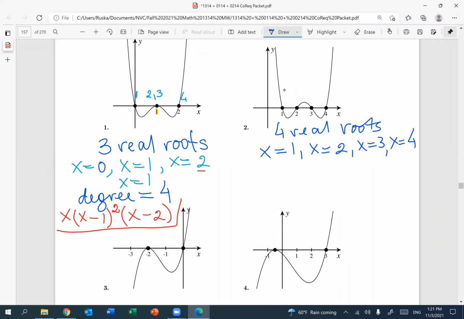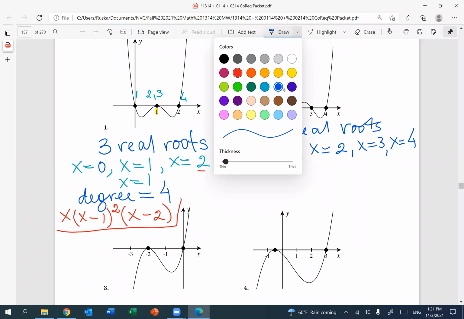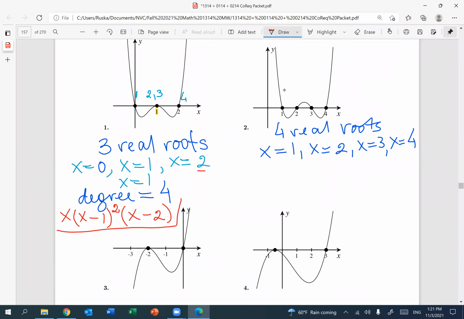So let's write the equation of the graph of this function. The equation is going to be what? From 1, what are you going to get? x minus 1, right? Opposite. The other one is 2, so it's going to be x minus 2. The next one is 3, so it's going to be x minus 3. And the last one is x minus 4. And none of those are squared because it's crossing everywhere. Okay? So this is my function.